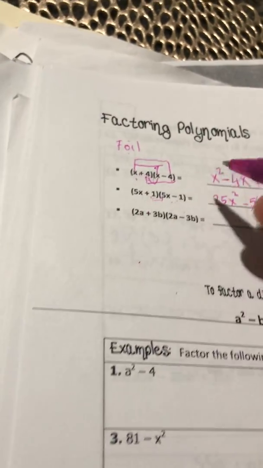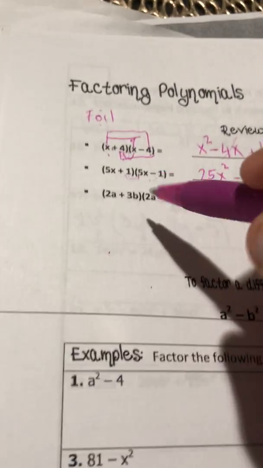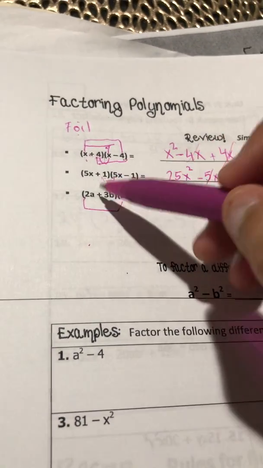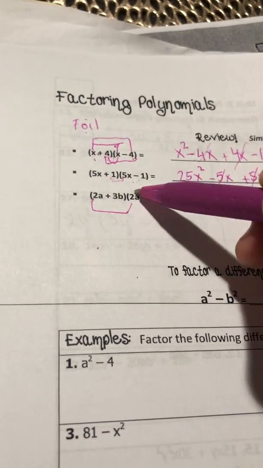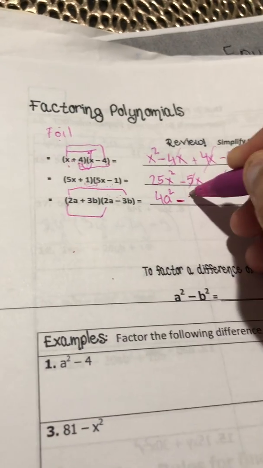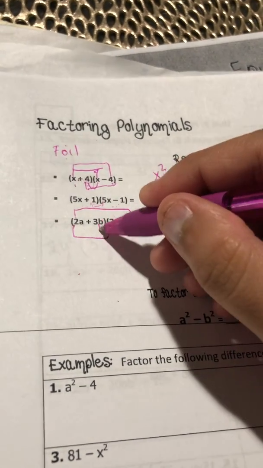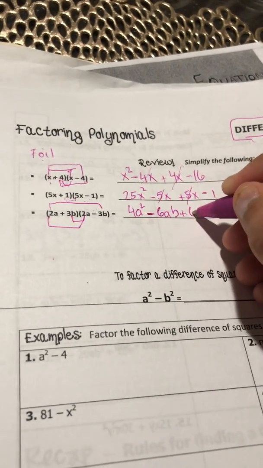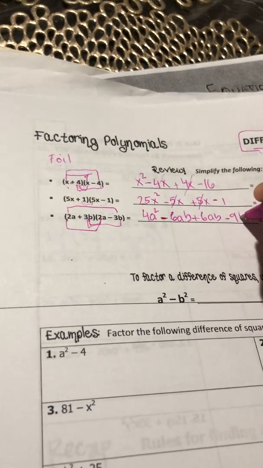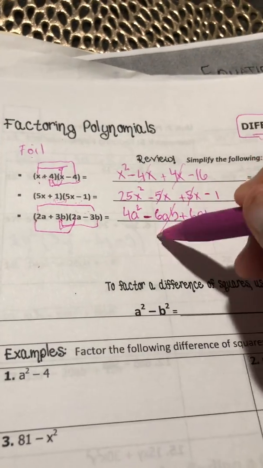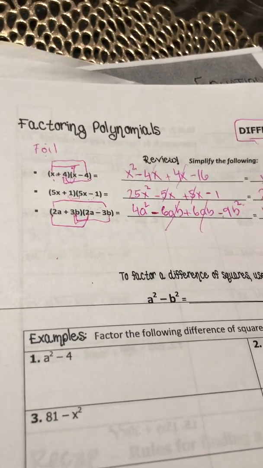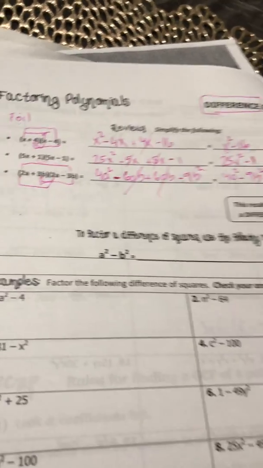Now let's do this. First FOIL them, we check it, and then we'll figure out what the pattern is. First, 2a times 2a gives me 4a squared. When I'm multiplying the variables, I'm adding the exponents, so 1 plus 1 gives me 2. Outer, 2a times negative 3b gives me negative 6ab. Now inner, 3b times 2a gives me plus 6ab. And then the last, 3b times 3b with the negative gives me minus 9b squared. When I simplify, like terms cancel out, and I end up with 4a squared minus 9b squared. So you see the pattern?